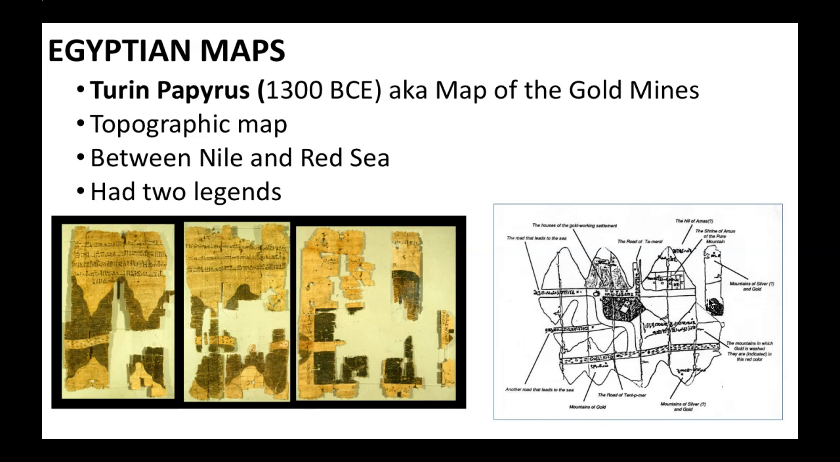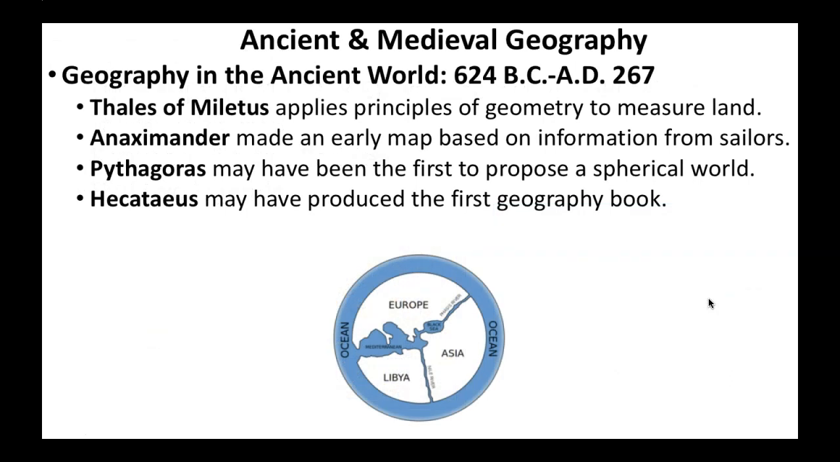It is kept in Turin, Italy, and it is also known as the map of the gold mines. It is a topographic map between the Nile and the Red Sea, and it depicts a route to several gold mines. It also has two legends, so it is easy to identify and to read. But very few maps from ancient Egypt survive.